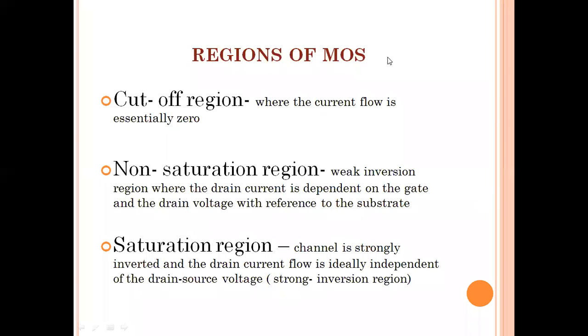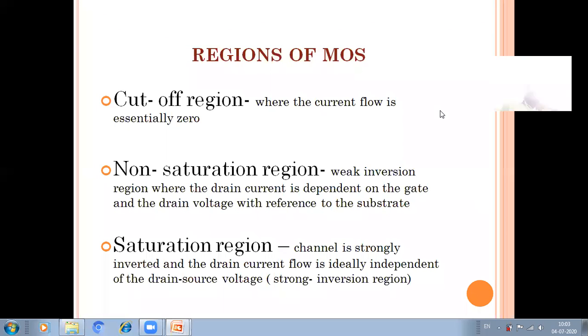Okay, regions of MOS. With the MOS transistor, we get different regions: the cutoff region, non-saturation region, and saturation region. The regions are very important because when we have to decide the operation of the MOS transistor, that is when the region matters most. So first we will understand the cutoff region.